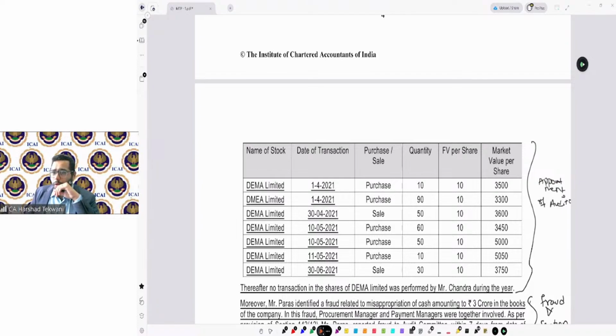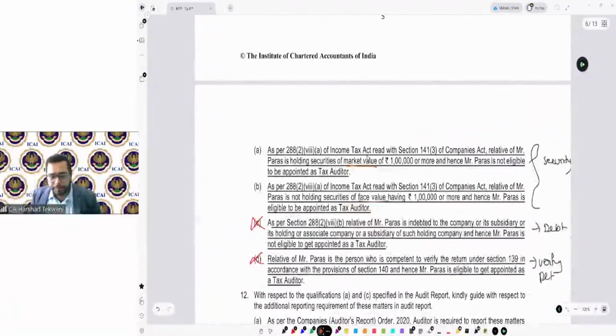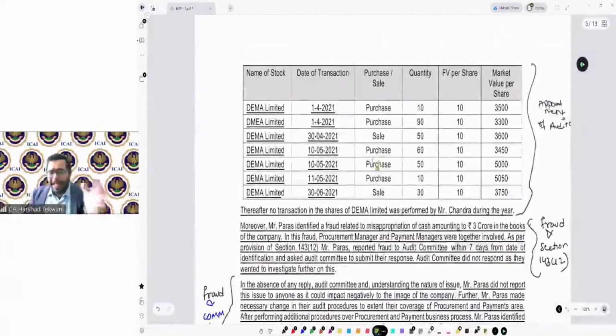What do you think? What does the provision say? See which provision I'm talking about here. I'm talking about section 141(3) of the Companies Act plus section 288(2)(a) of the Income Tax Act. Again, both are the same; the sections are mentioned the same in both cases. So whether it is face value or market value, what is the correct option? Am I required to calculate face value or market value?